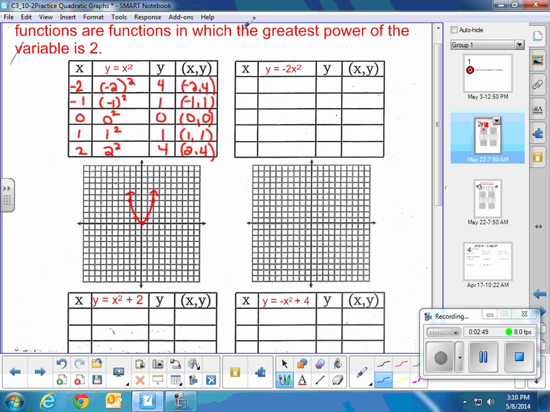Let's plug in the same numbers for x. We're going to use -2, -1, 0, 1, and 2. Now when we plug these in, we're going to have -2 times -2 squared. -2 times -2 is positive 4, and 4 times -2 is -8. So the ordered pair is -2, -8.